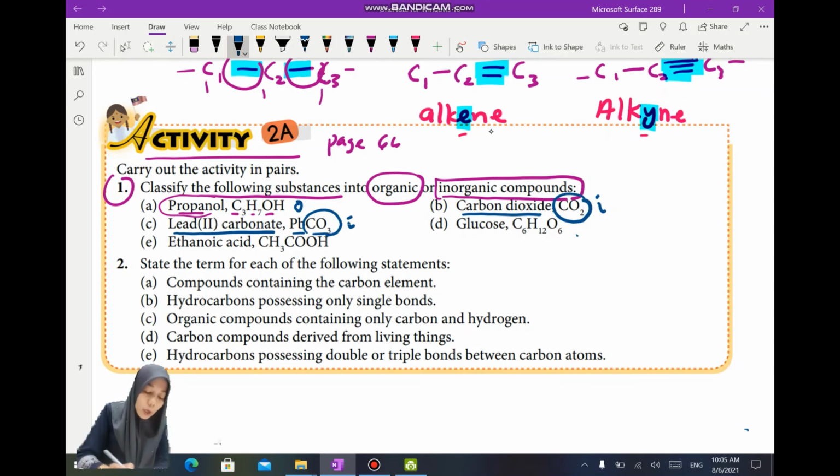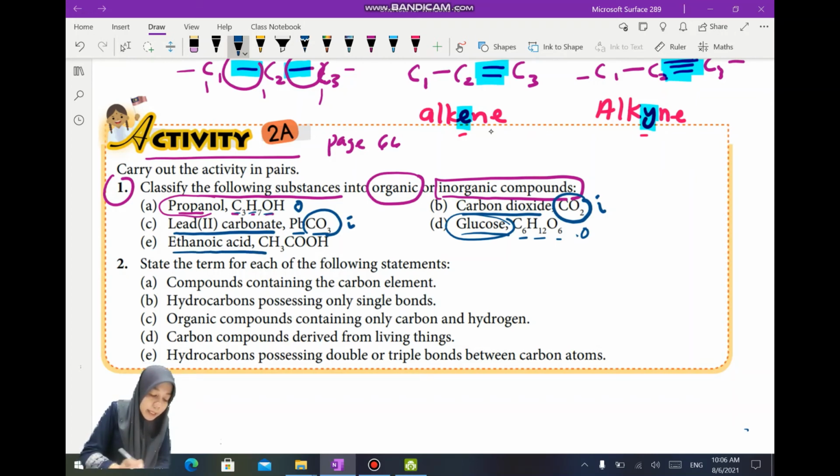And then for the glucose. Glucose adalah C6H12O6. Kalau kamu tengok lebih kurang sama dengan propanol, mengandungi C, H, O. CHO. And then glucose merupakan gula. Gula pun berasal daripada living things, daripada tebu kan. So that means it is organic compound. And then ethanoic acid.